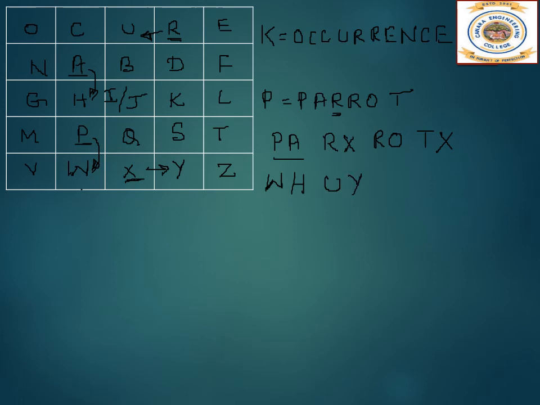Next is R and O. Where is R? R is over here. Where is O? Here. Now this is in the same row. So for R, I have to take E.